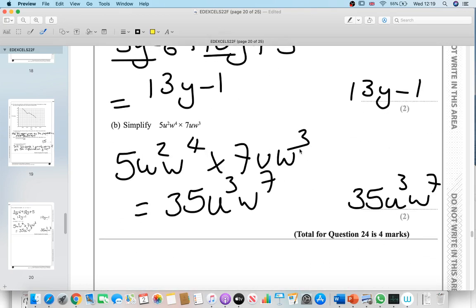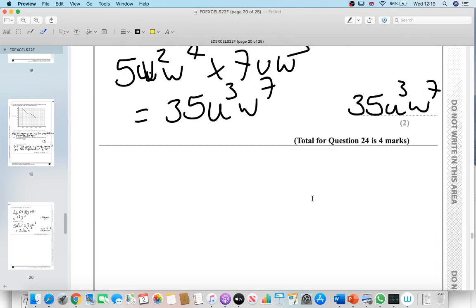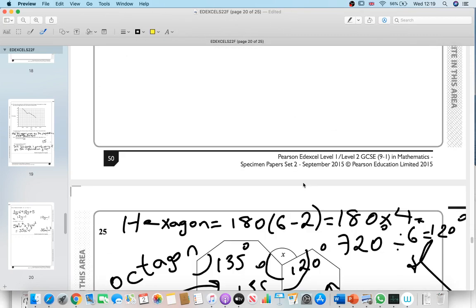Right, guys, part B. 5u squared w to the power 4 times 7u cubed w cubed. To simplify this, 5 times 7 is 35. U squared times u is going to be u cubed. W to the power 4 times w cubed, so I add the powers. So it's w to the power of 7. So the answer is 35 u cubed w to the power of 7.